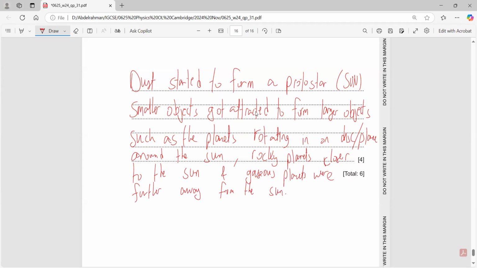Actually, you don't need to write all of this. The most important points you need to talk about were that the rocky planets were closer to the sun and that the gaseous planets were further away from the sun. But to reach this point, you needed to talk about how the solar system was initially a nebula, some dust and gas, and how the sun formed in the center due to the gravity, the temperatures and the very high pressure that caused the sun to form in the center of this disk.